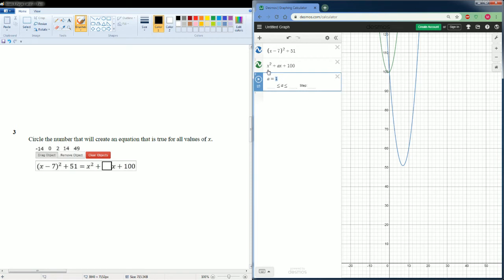So do you see here, ax? Because I do not know what a is, right? So I have this option on Desmos where I could slide it. All I'm going to do is enter different values for it. So the first one, negative 14. Oh, that works. Look.